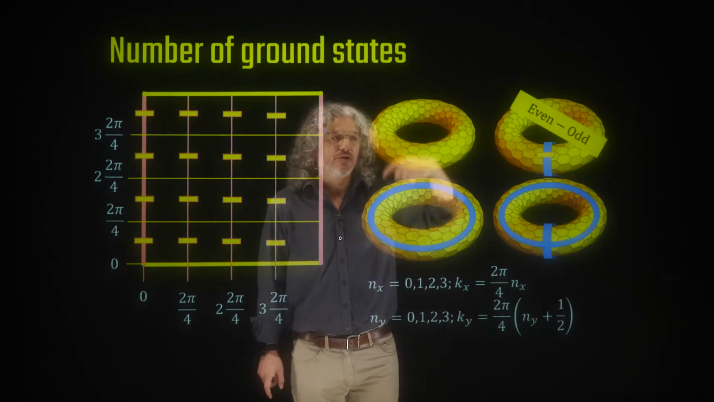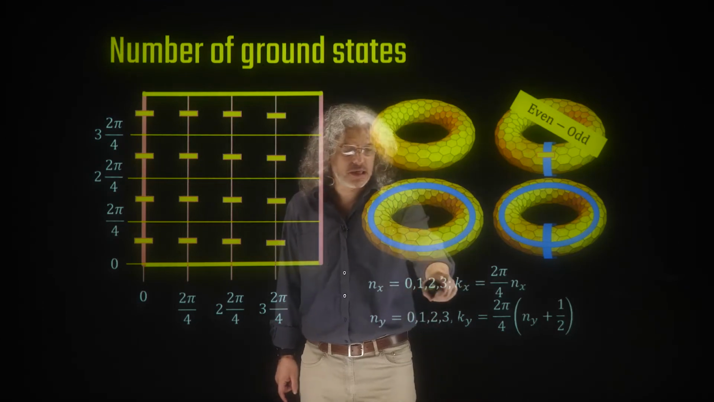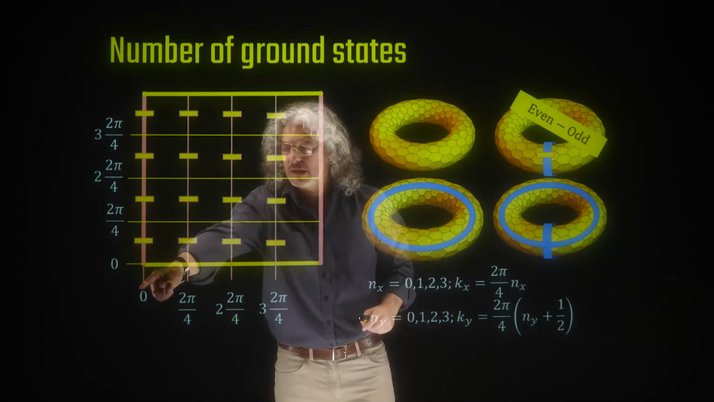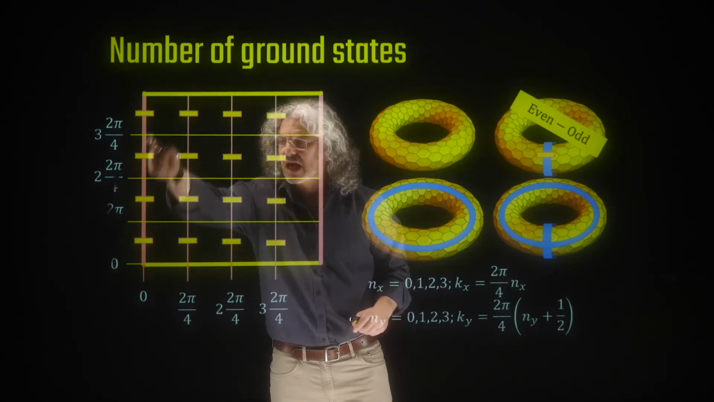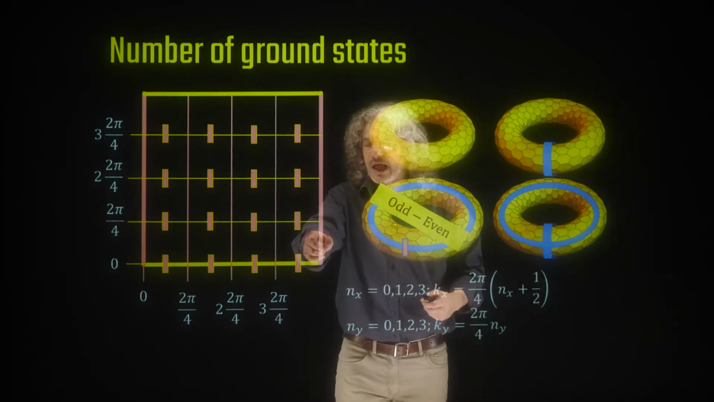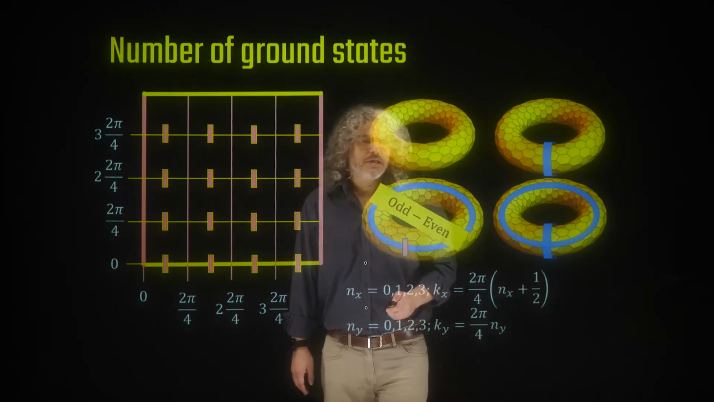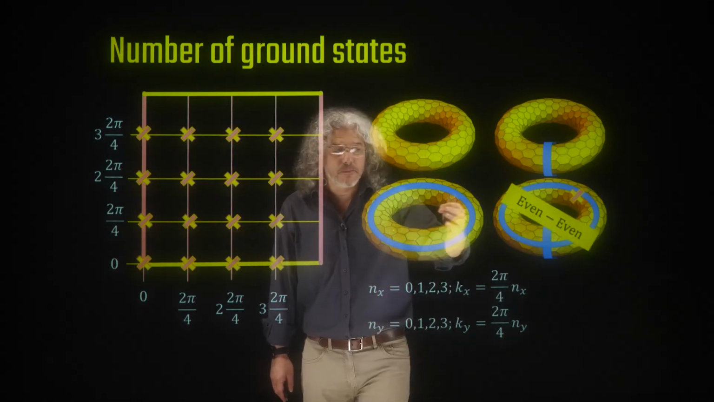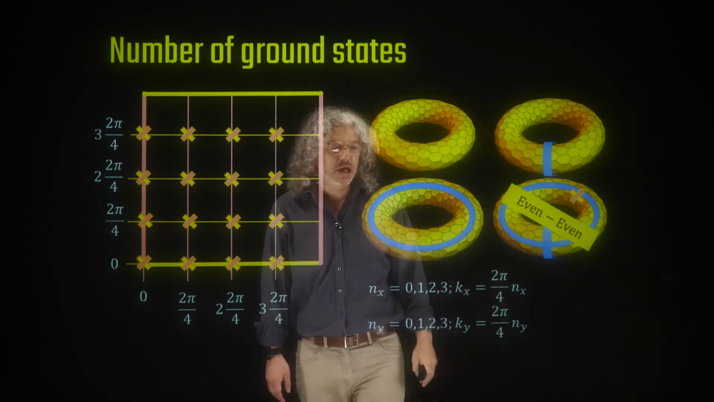If we introduce one flux loop, we will get to the even-odd situation when kx is an integer and ky is half integer. You see that here kx is an integer multiple of 2 pi over 4, and ky is half integer of that. In the odd-even case, the situation is opposite. We'll have kx half integer and ky an integer. And the last case is the even-even situation, when we change the boundary conditions for both the x direction and the y direction, and we will have just integer numbers.